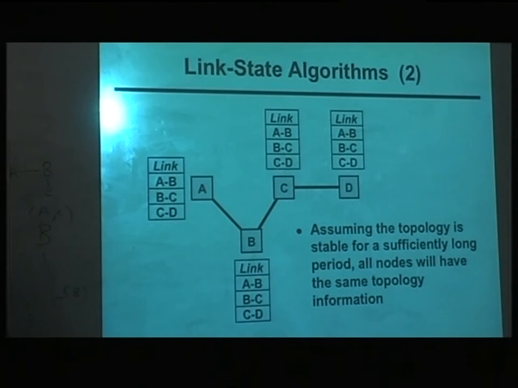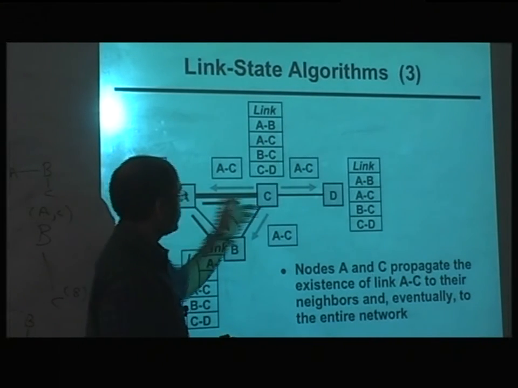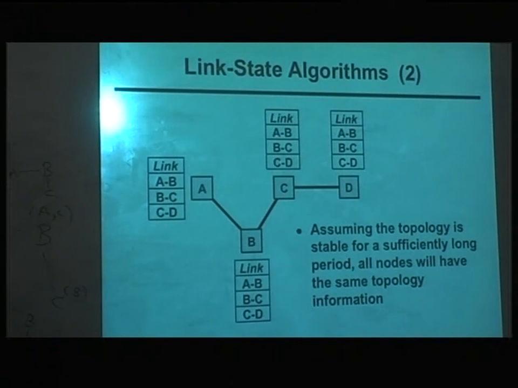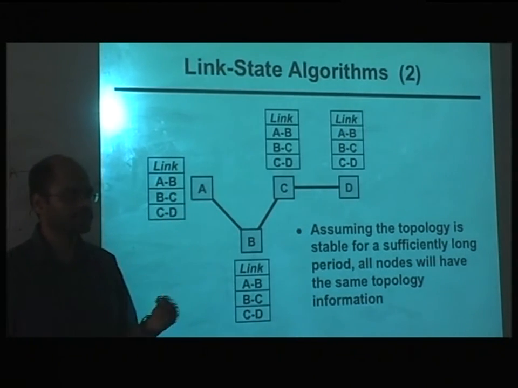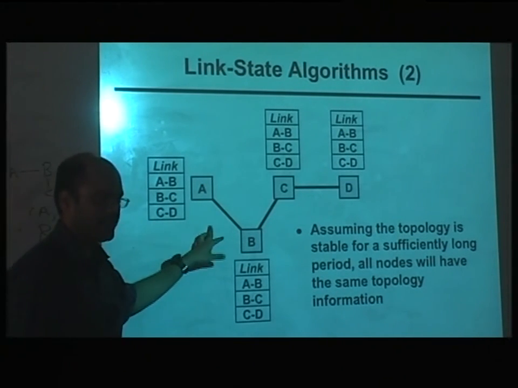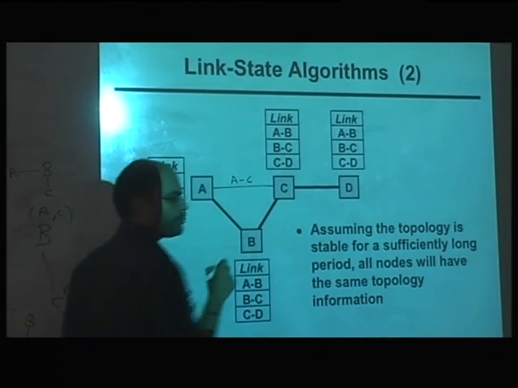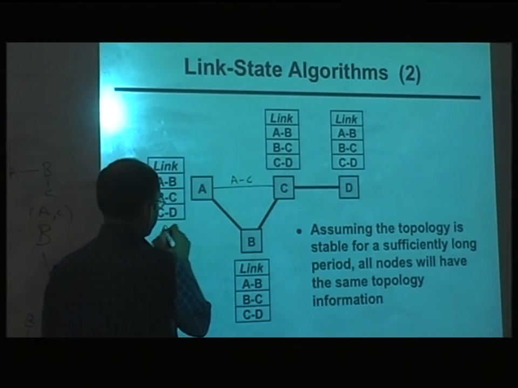Now let's take an example of the same thing where you add something. I add a link from A to C. What will happen when I add a node or a link? Everybody has to update the whole topology. When you add this link and A is connected directly to C, A and C will immediately know that this is the new link, so they will put it here.